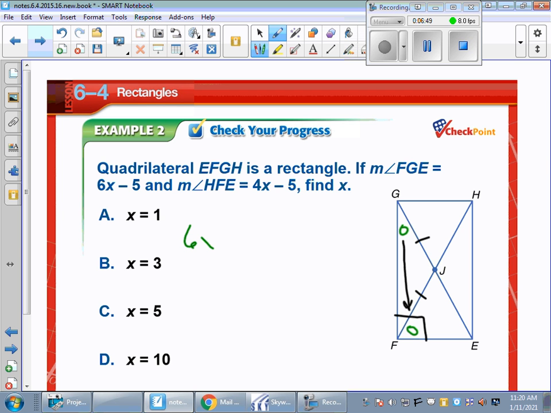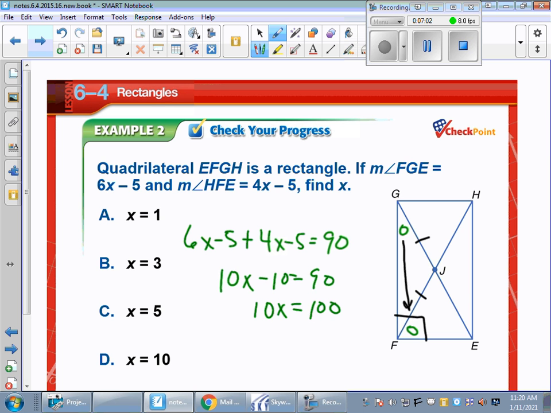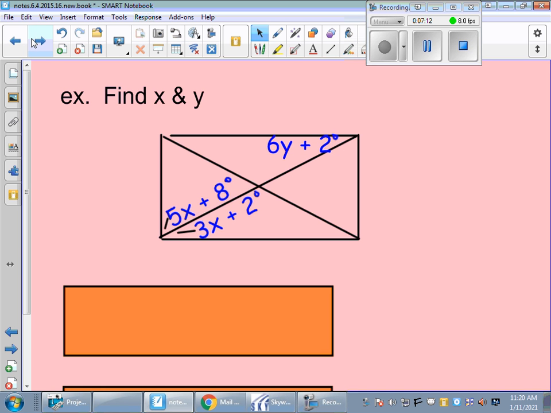So again, 6x minus 5 plus the 4x minus 5. We set that equal to 90. We should be able to solve: 10x minus 10 is 90. 10x equals 100, and we get a final answer, so x is 10. So those two kind of flowed with the same theme. Hopefully you grasp that concept and you're able to roll with that.